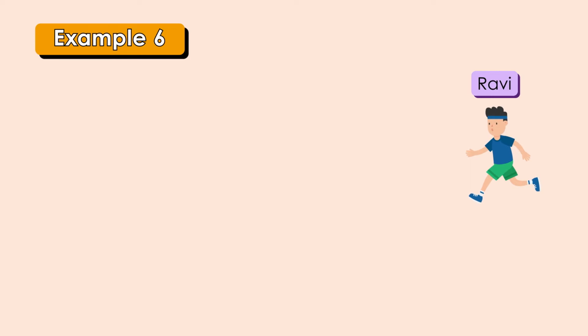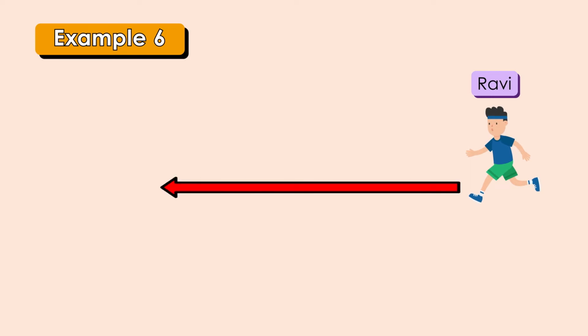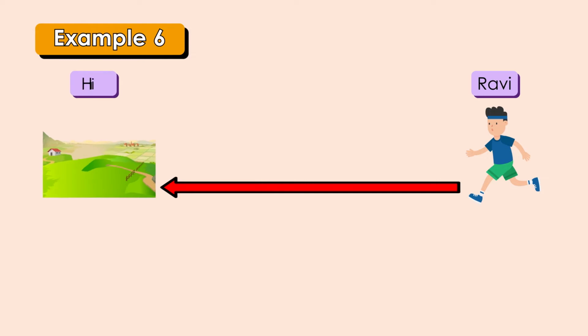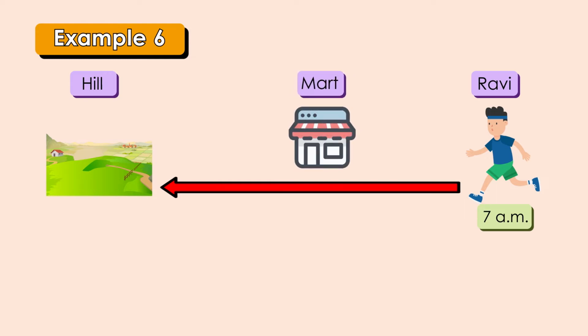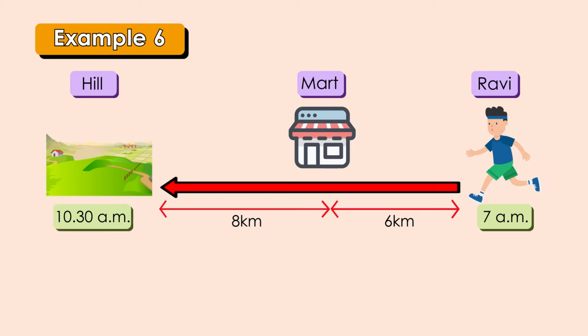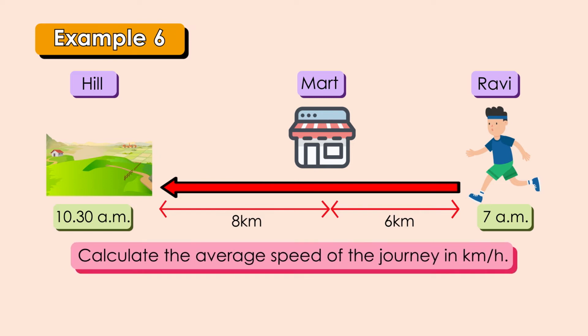Ravi started to jog from a park to the foot of a hill at 7 a.m. Along the way, he stopped at a mart to get a drink before he continued jogging. He arrived at the foot of the hill at 10:30 a.m. Can you calculate the average speed of the journey in kilometers per hour?